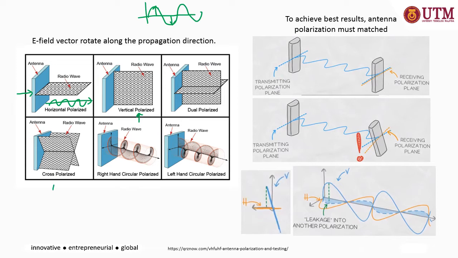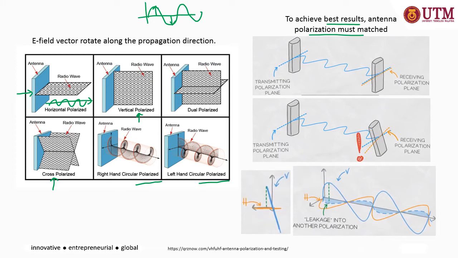And this is the cross polarization, in which the signal is slanted, or propagates in a plane that is 45 degrees compared to the horizontal or the vertical plane. And this one is the circular polarized, and also circular polarized in left-hand or right-hand direction. Okay, to achieve the best results, the transmitter and the receiver must have the same polarization.